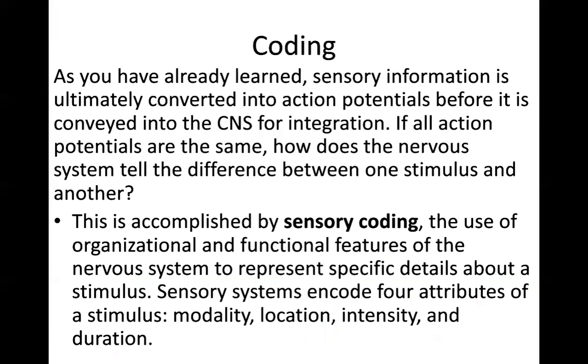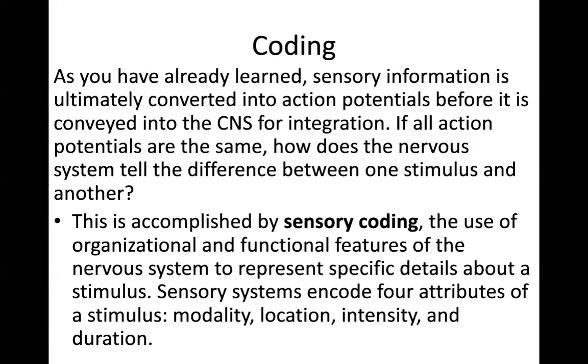As you've already learned, sensory information is ultimately converted into action potentials before it's conveyed into the central nervous system for integration. If all action potentials are the same, how does the nervous system tell the difference between one stimulus and another? Meaning, how can we tell if it's an itch versus a tickle, whether it's hot versus cold? Because the signal's coming in as an action potential the same way, regardless if it's hot, if it's cold, if it's pain, if it's pressure, if it's smell, if it's taste. So how does our brain know, oh yeah, that itches, or ow, that is hot, or this is tickling me?